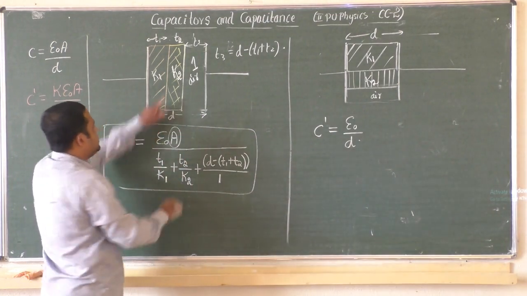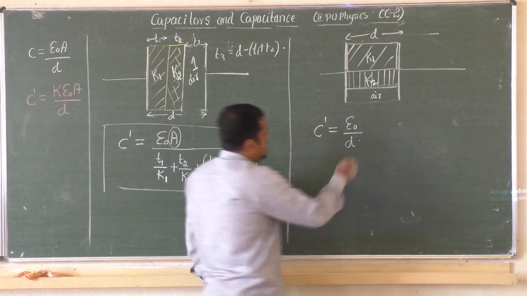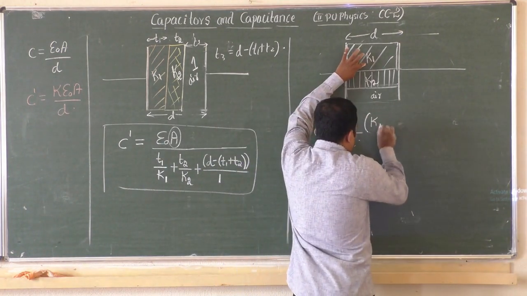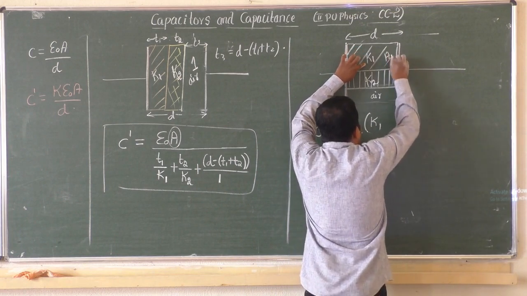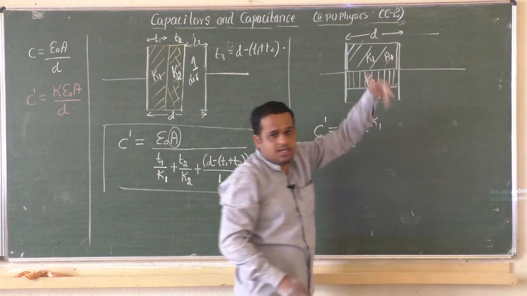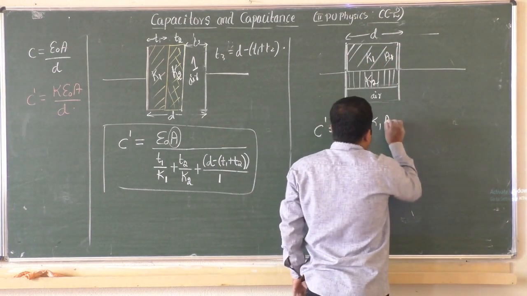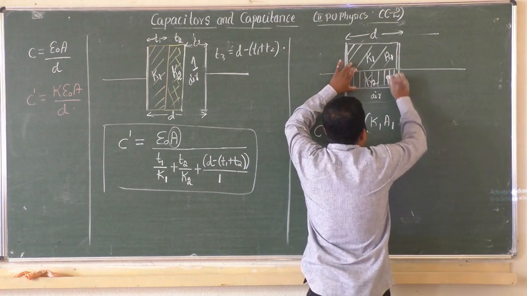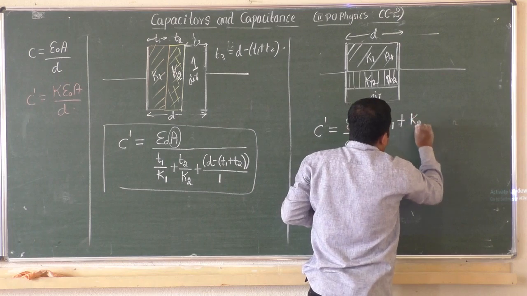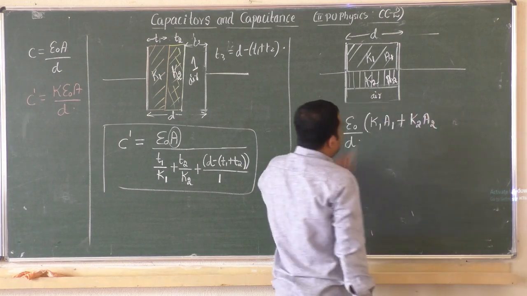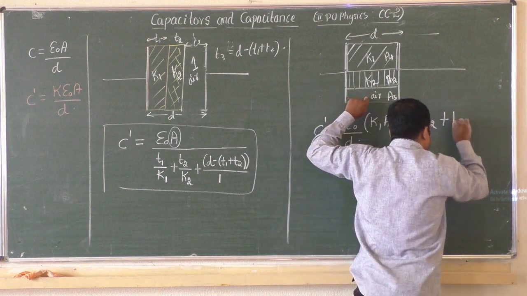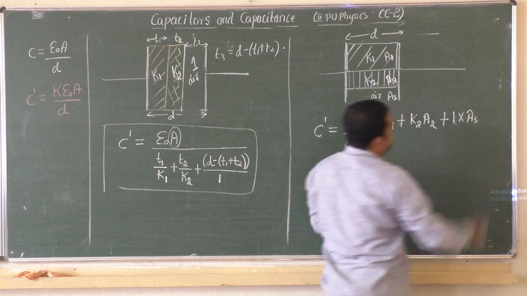Now here A is nothing but it is the area of each plate. Epsilon naught divided by D into first medium K1 into area covered by that medium. If A1 is the area covered, if it covers half area, then A1 is equal to A divided by 2. Area, that is K1 into A1. If this medium covers an area of A2 of each plate, then plus K2 into A2. If this area is A3, if it is air, then dielectric constant is 1 into A3.